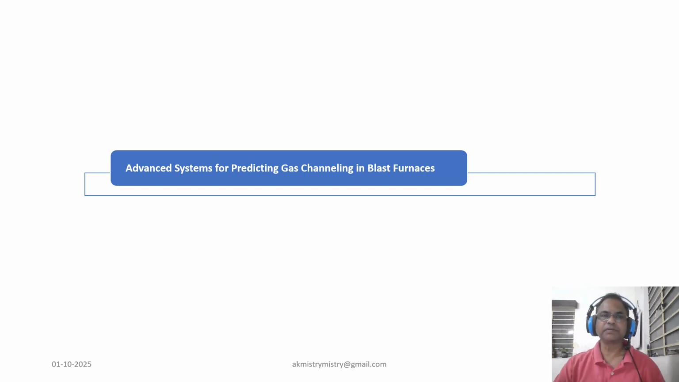Channeling is a very big problem in blast furnace, and how other plants have encountered this channeling well before time, before getting the furnace disturbed. This is one of the presentations from Kobe, where the case of Kobe has been shown, how they have come across the channeling problem solution.